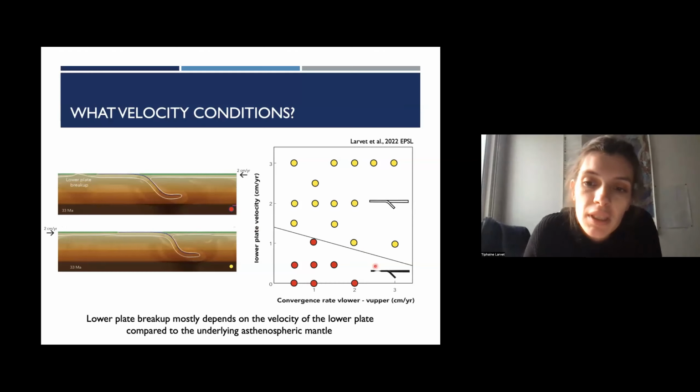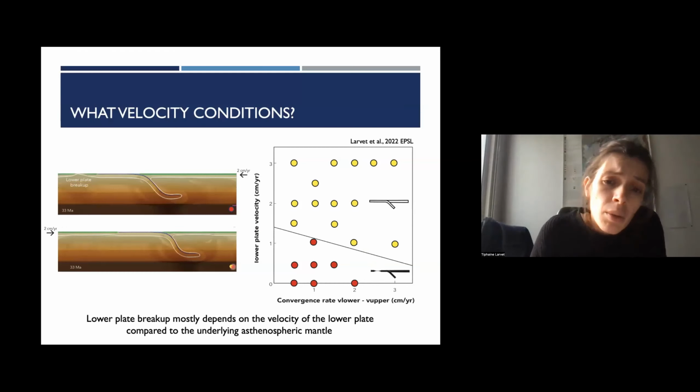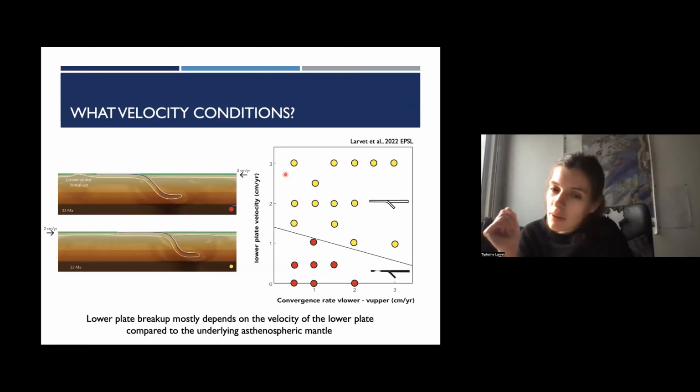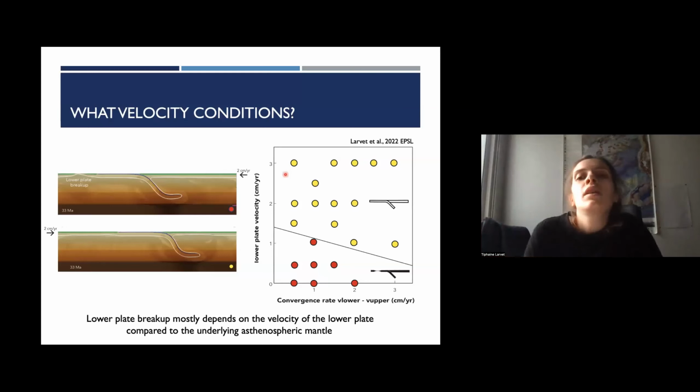This diagram shows a synthetic view of my parametric study, where the y-axis represents the lower plate velocity and the x-axis represents the total amount of convergence within my system. Yellow dots represent simulations where we do not observe lower plate continental breakup, and red dots represent simulations where we observe continental breakup. What you can see is that lower plate breakup is mostly dependent on the velocity of the lower plate compared to the underlying asthenospheric mantle.